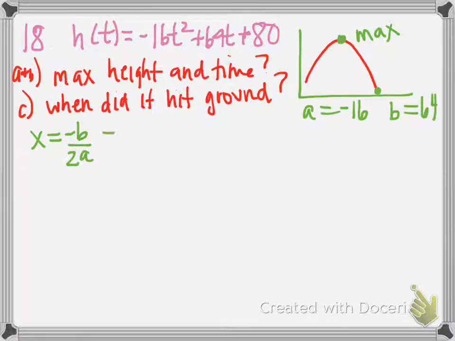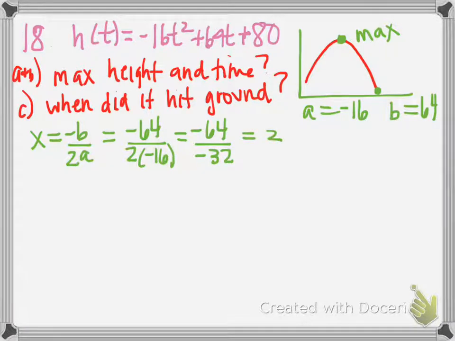So the opposite of 64 would be negative 64 over twice a, and we're plugging in negative 16 for a. So we would have negative 64 divided by negative 32, which is 2. So that means we know the x-coordinate is 2, or in other words, in 2 seconds, it's going to hit the maximum height. So right here is really 2 seconds. So we need to find that maximum height here.